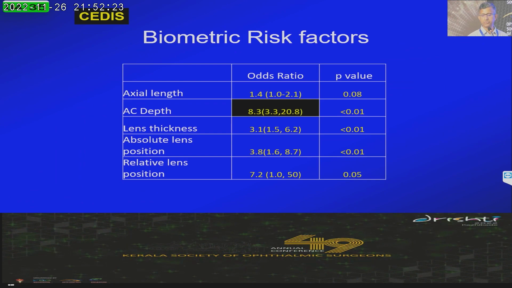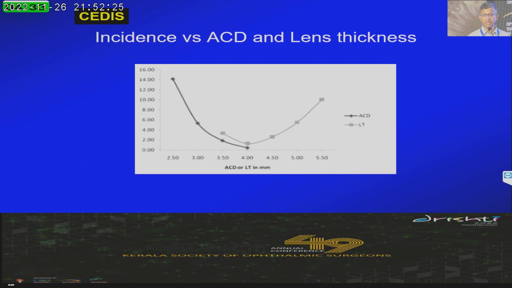In fact, if you look at this slide, what you're seeing here is in people who had an axial length of 2.5 mm, 14% of them went on to develop angle closure disease over time. As the axial length became longer, the incidence came down. As the anterior chamber depth became wider, your incidence came down. Lens thickness, again, you see a similar level.